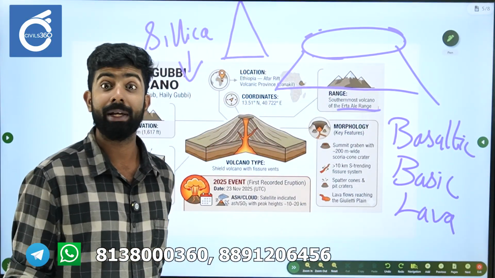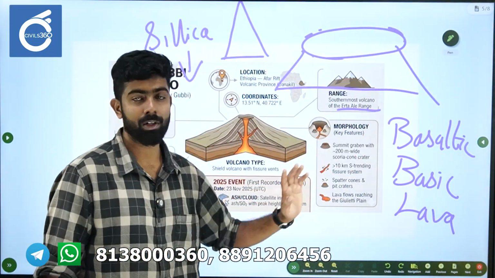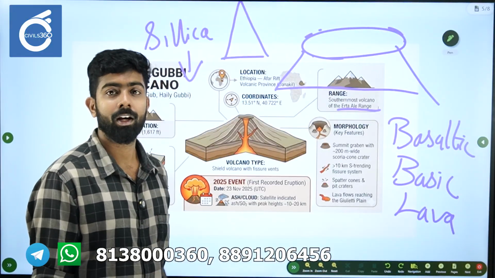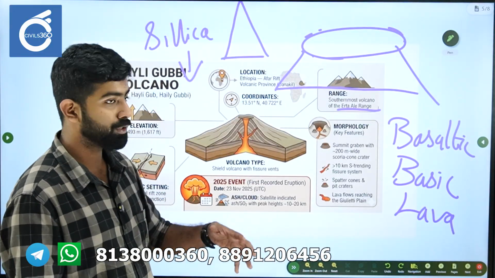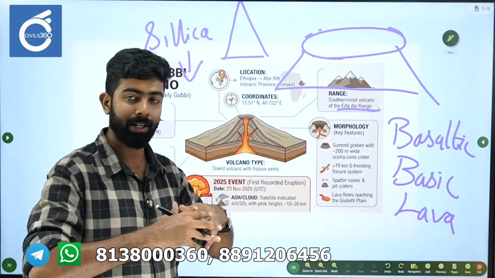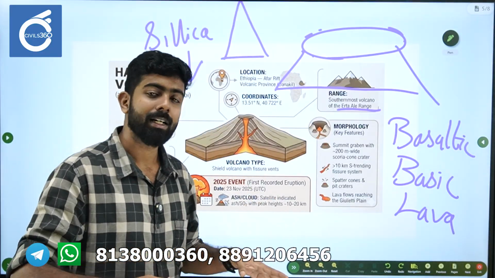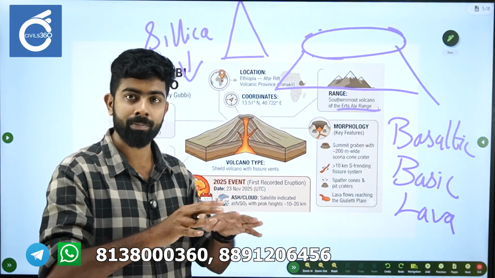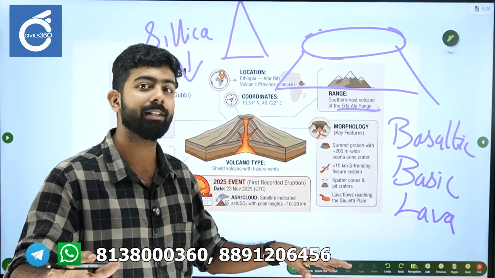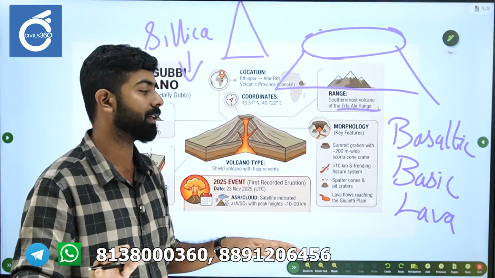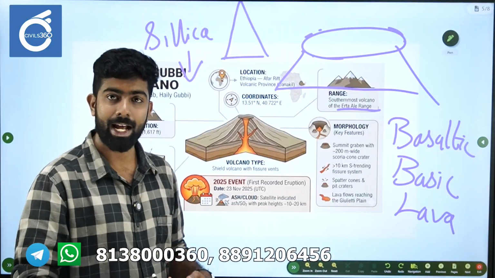Okay, it actually erupts basic lava, right? And it is also known as a basaltic volcano. So it's not like an explosion. It's not an explosive type of lava. It just slowly seeps out. Not that slowly, but still it just flows. It flows more in a gradual manner.